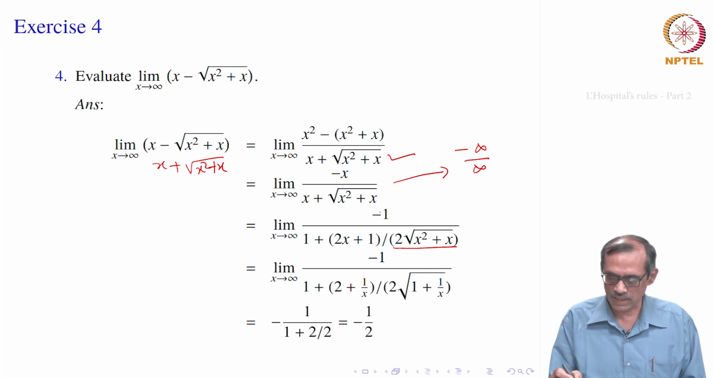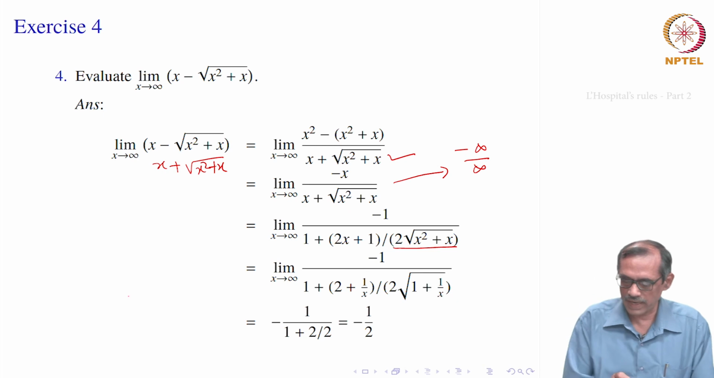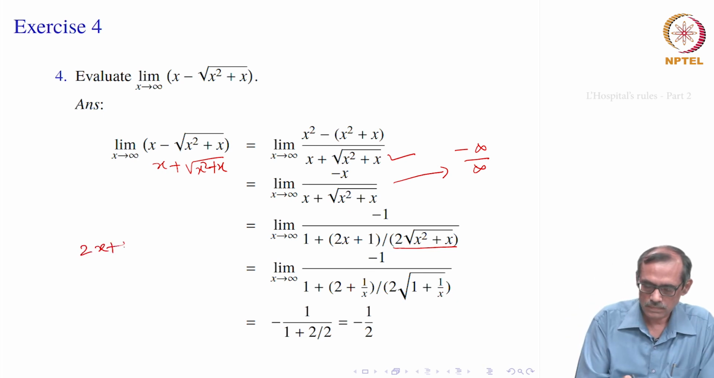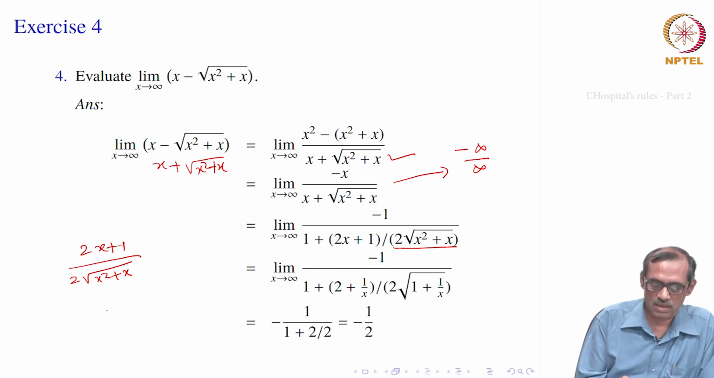Then we go to the limit as x goes to infinity. The numerator is no more infinity or 0 or any of those forms, it is minus 1, and in the denominator, what happens at infinity, that we have to check exactly. So, it is 1 plus (2x plus 1) divided by 2 square root of x square plus x. So, you can also do 1 plus this, but that is not required.